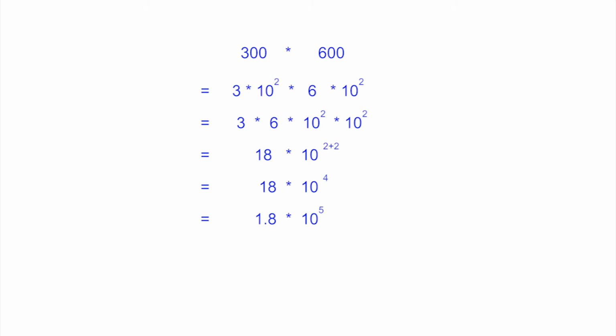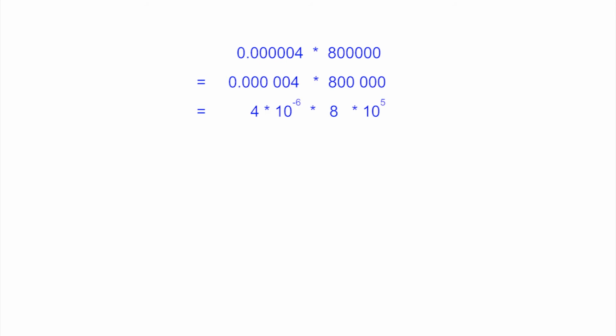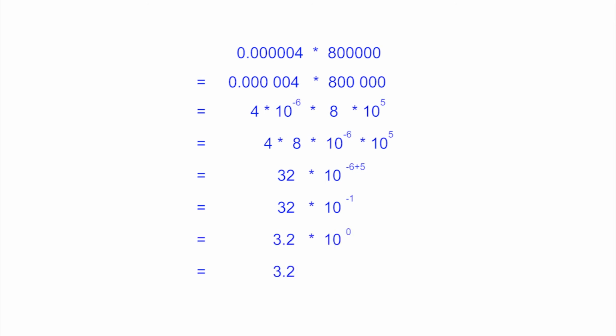Job done. Of course, you can always unwrap this to get back to the normal number, but why? This is an acceptable and correct answer. Stop the video and try this. 0.000004 times 800,000. 4 times 10 to the minus 6. 8 times 10 to the 5. Multiply 4 times 8 to give 32. And add 5 minus 6 to give minus 1. So, 32 times 10 to minus 1. Bounce the decimal place back once to the left to get it into standard format.